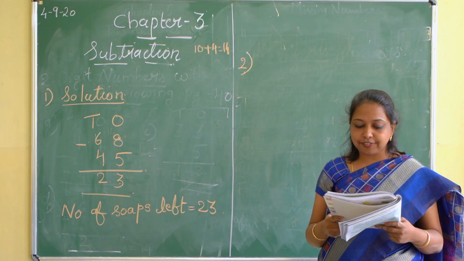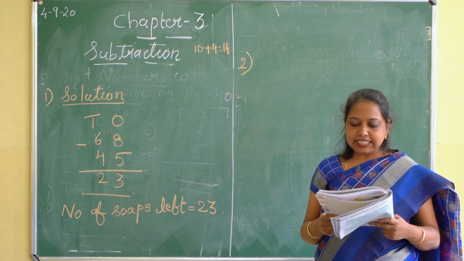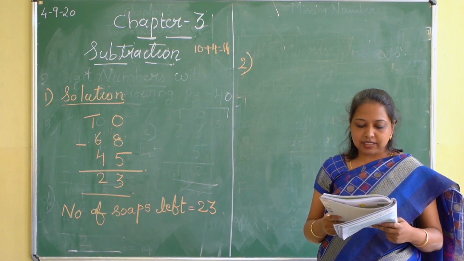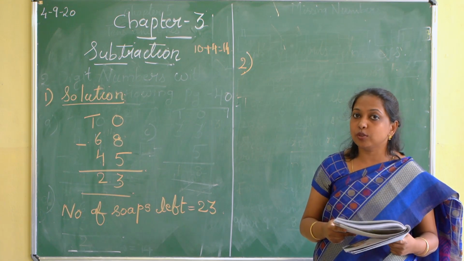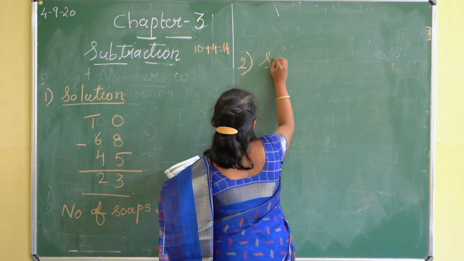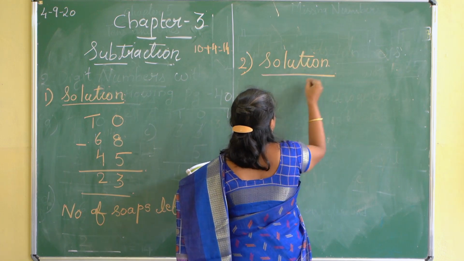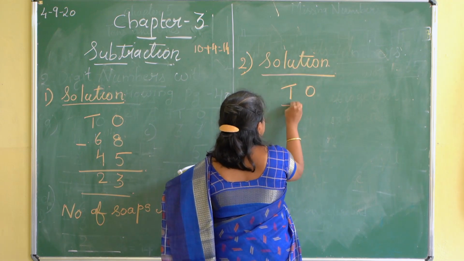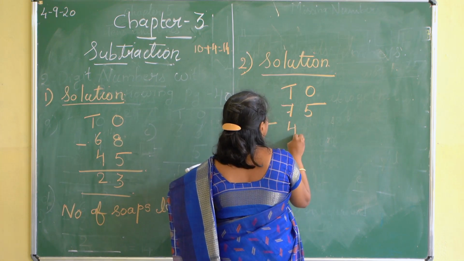75, what is 75? Number of stickers is equal to 75. Then number of sold stickers is equal to 45. What you have to do? Subtraction. Arrange the numbers according to the place value. So 75 minus 45.